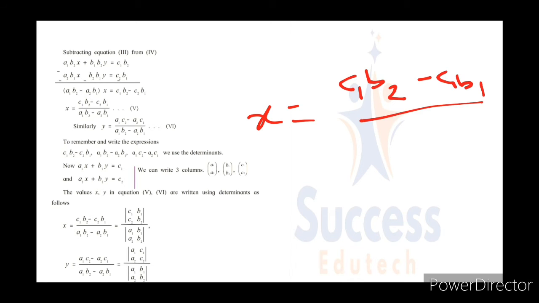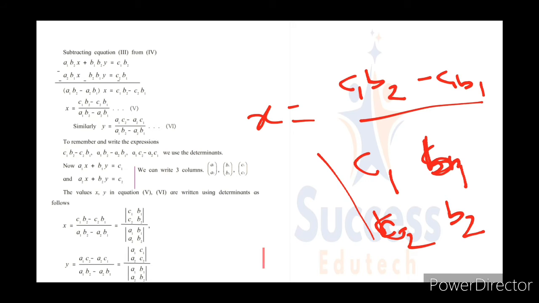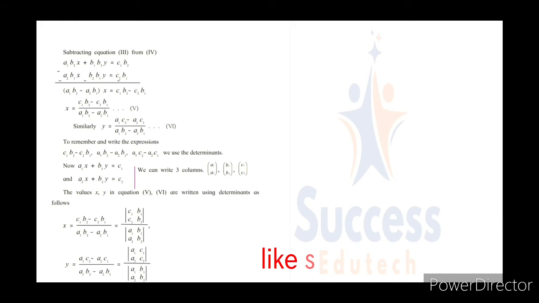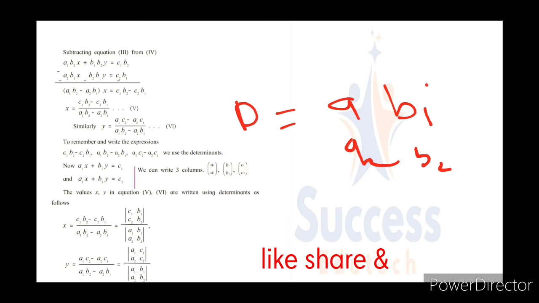So how can I represent that? It is c1 b1 over c2 b2, that is the determinant with c1 c2 and b1 b2. This is a determinant representation from the above equation. Similarly for d, we can write it as a1 a2 b1 b2.